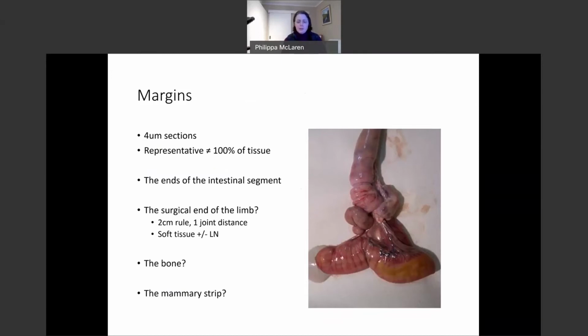Margins are something that causes a lot of confusion. You've got to remember that when we're looking at histology, we're looking at 2 by 3 centimeter at most pieces of tissue, each of which is only 4 microns thick. And to achieve those sections on glass, we're cutting something that is less than 3 millimeters thick to put into the block. So it's a tiny amount of the tissue that we can possibly examine.